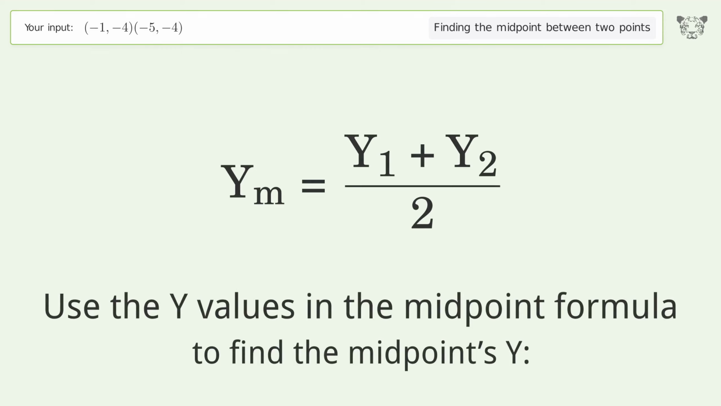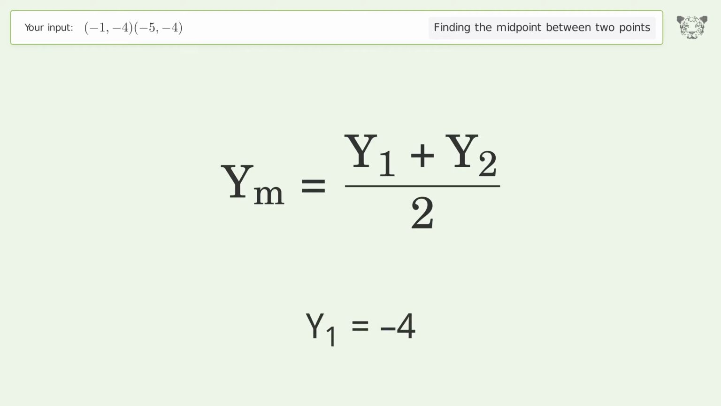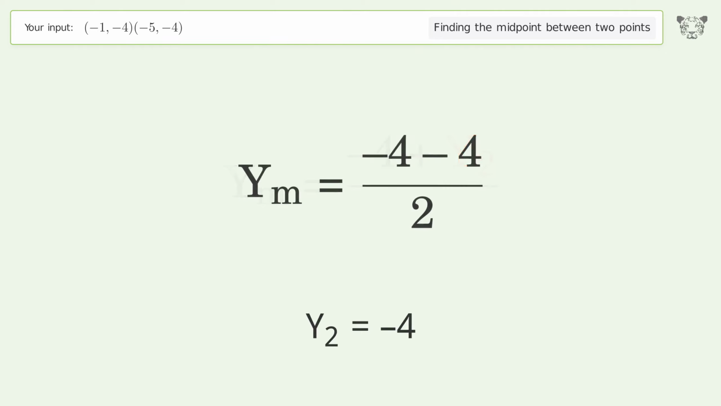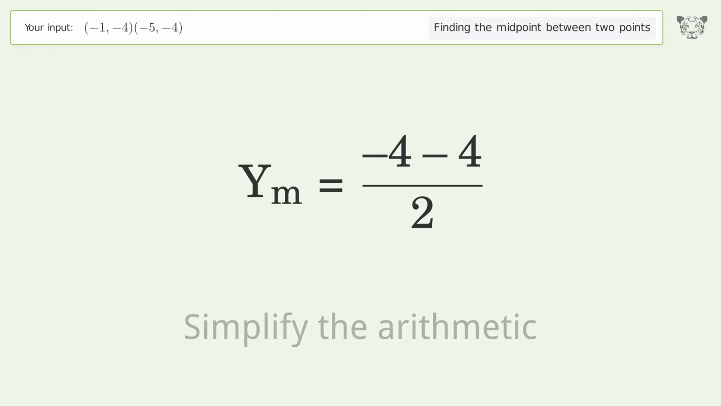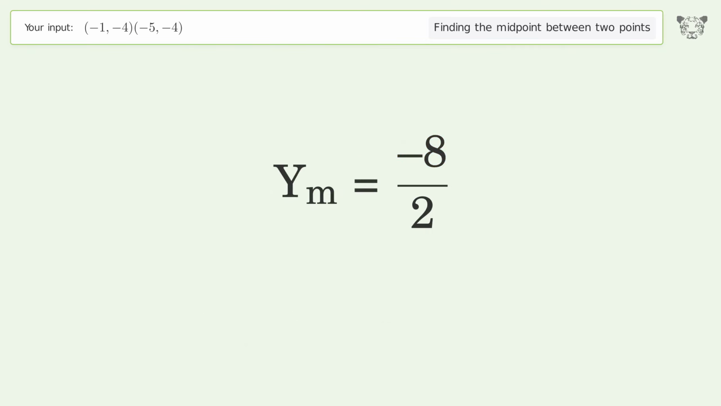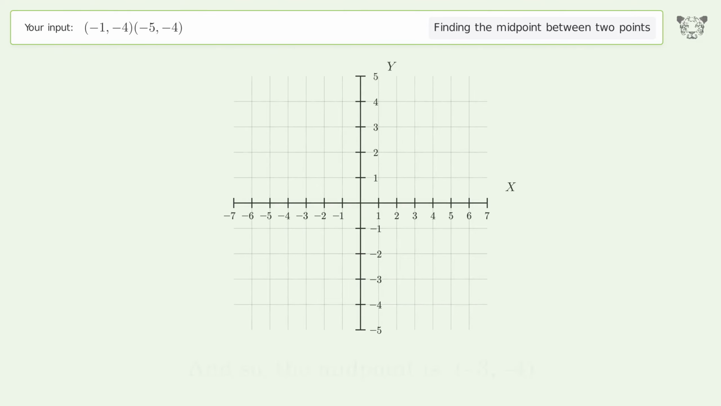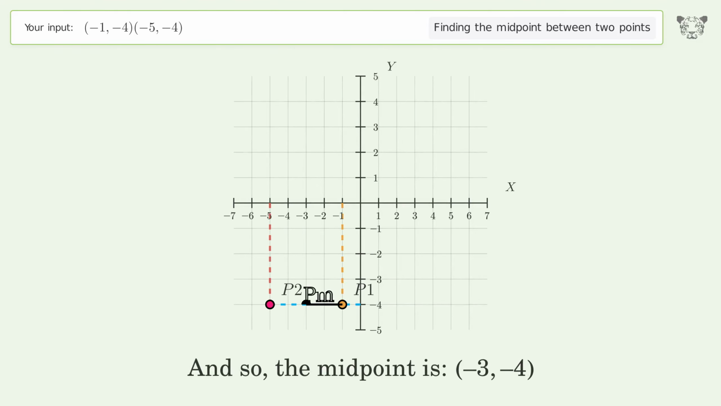Use the y values in the midpoint formula to find the midpoint's y. y1 equals -4. y2 equals -4. Simplify the arithmetic. And so, the midpoint is -3, -4.